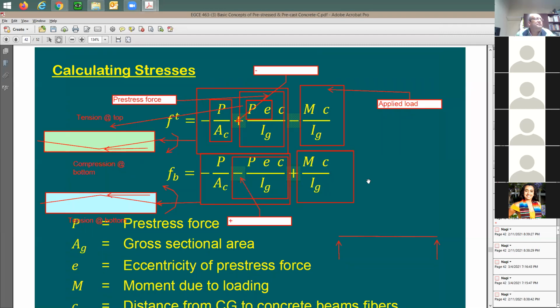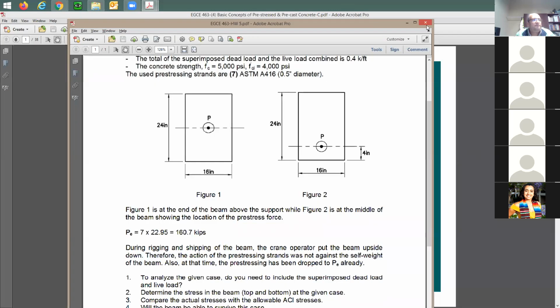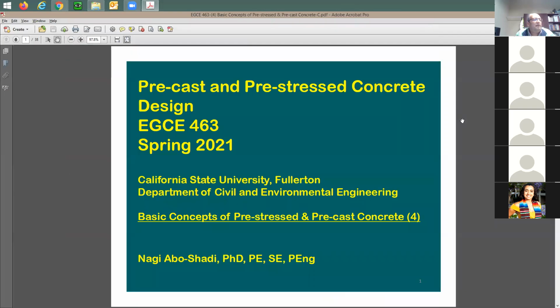Good. Close this. I don't think I need it anymore. Now, let's see here. What does it mean by design a pre-stress beam?